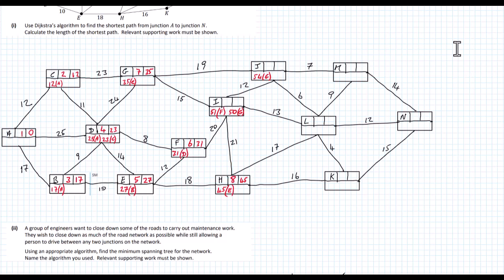Okay, so let's go from H then. So if we go out this direction first, we've got 45 plus 16. That's 61, and that's going to come from H. We've got 45 plus 17, so 45 plus 17 is 62. That's going to go here, and that's coming from H.